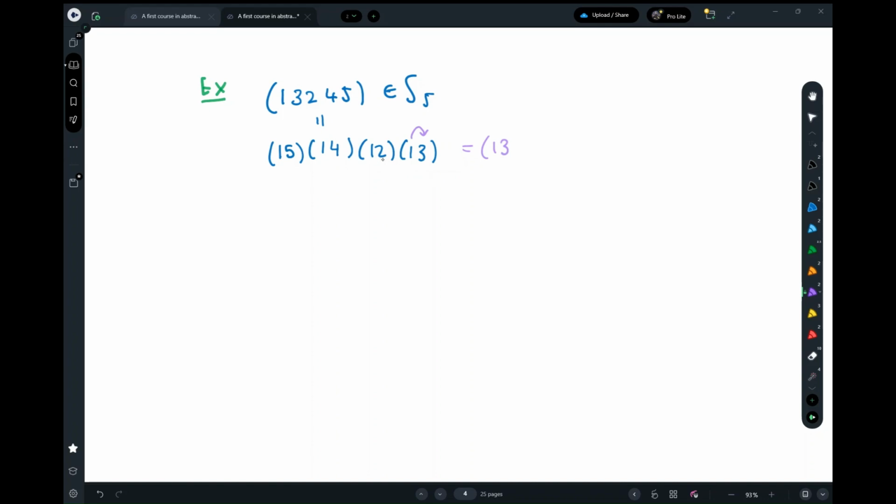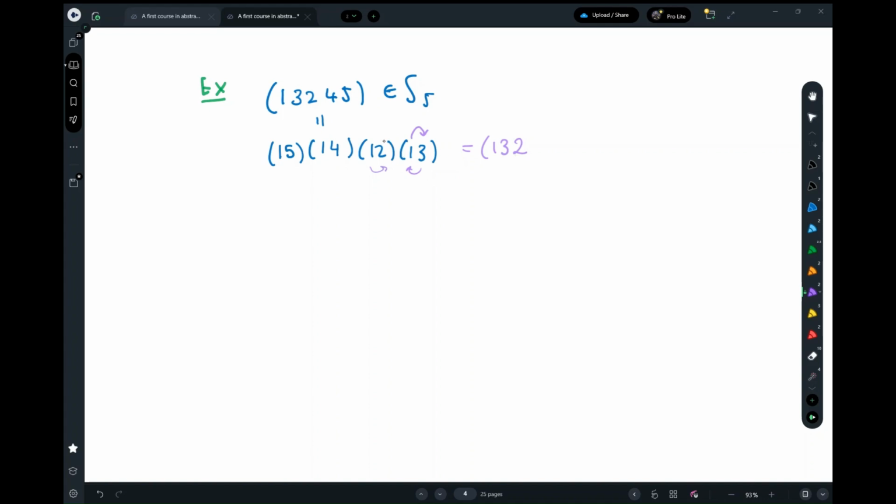Let's see where 2 goes. 2 goes to 1, and 1 goes to 4. I'm sorry, where does 3 go? 3 goes to 1, and 1 goes to 2. So 3 goes to 1, and then 1 goes to 2. So 3 goes to 2.